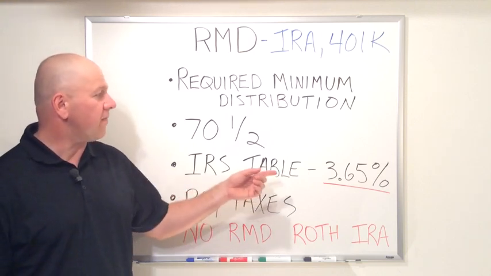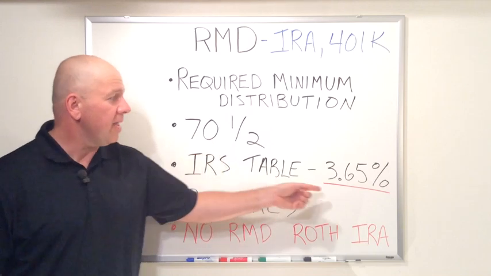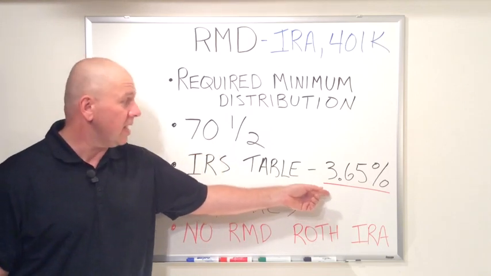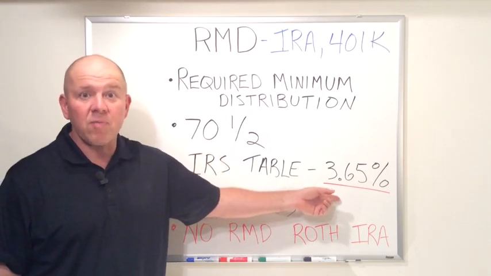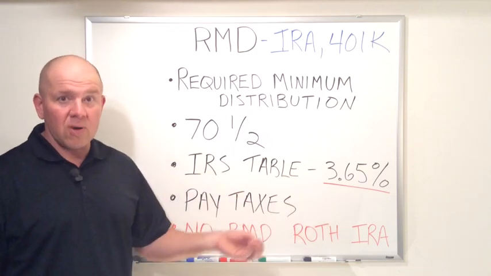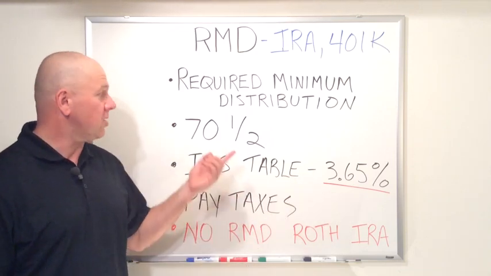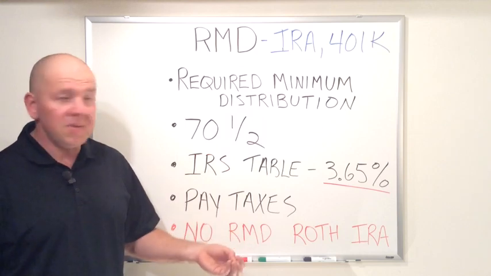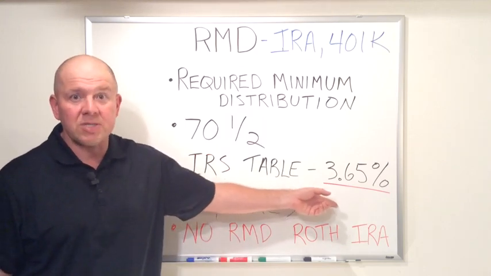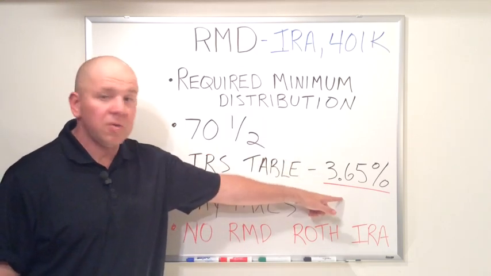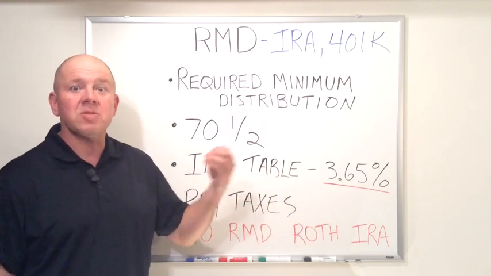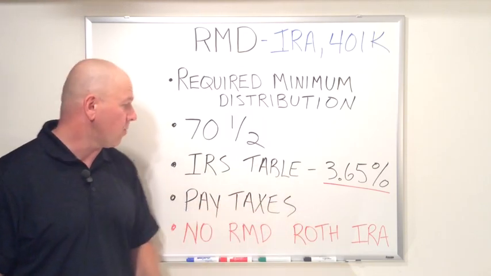For instance, the first year when you're 70 and a half, the minimum distribution is approximately 3.65%. So to put that in dollars, if you had a $100,000 IRA, you turn 70 and a half, your first RMD is going to be about 3.65%. Then as you grow older, this percentage increases, so it becomes a larger and larger percentage of your account.